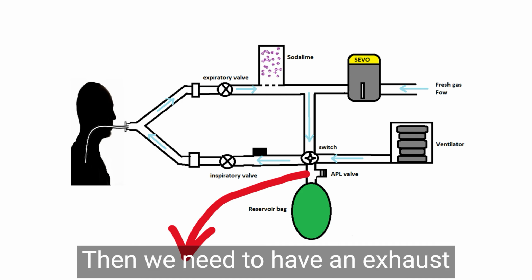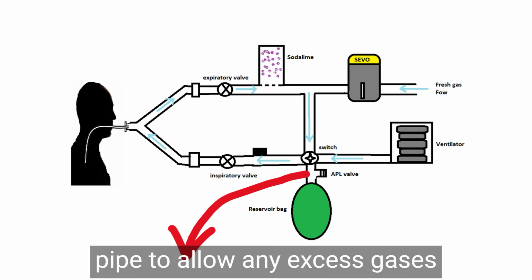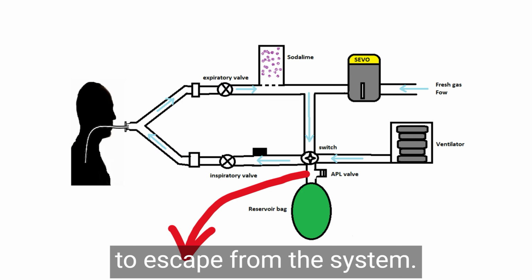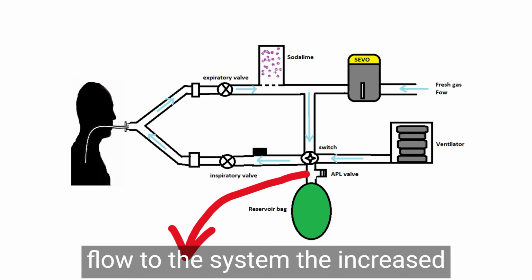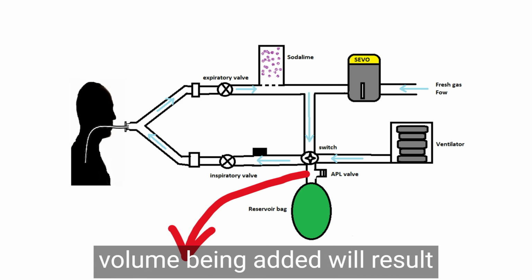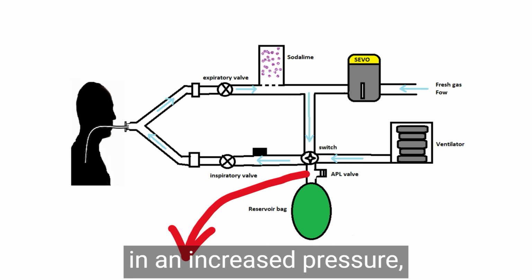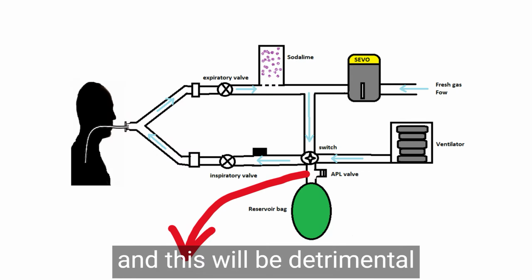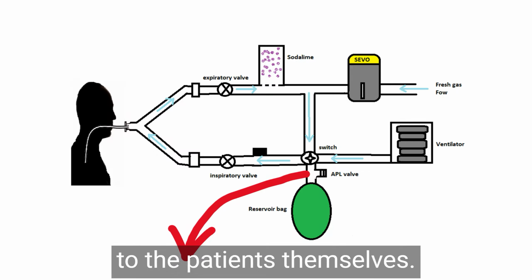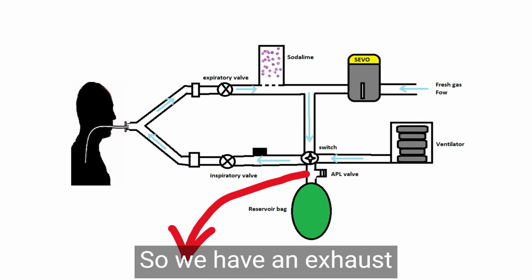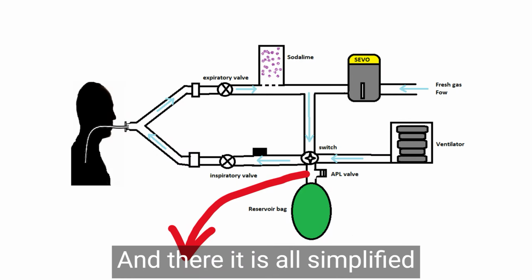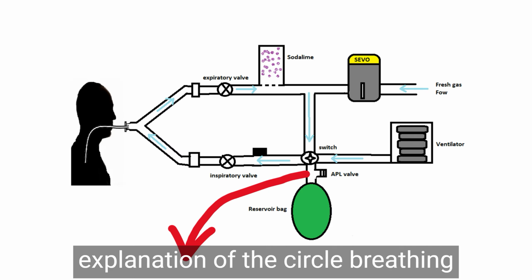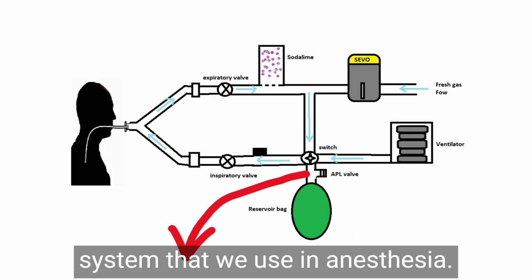Then we need to have an exhaust pipe to allow any excess gases to escape from the system. Otherwise, when we add fresh gas flow to the system, the increased volume being added will result in an increased pressure, and this will be detrimental to the breathing circuit and to the patient themselves. So we have an exhaust scavenging system connected to our circle system. And there it is, our simplified explanation of the circle breathing system that we use in anesthesia.